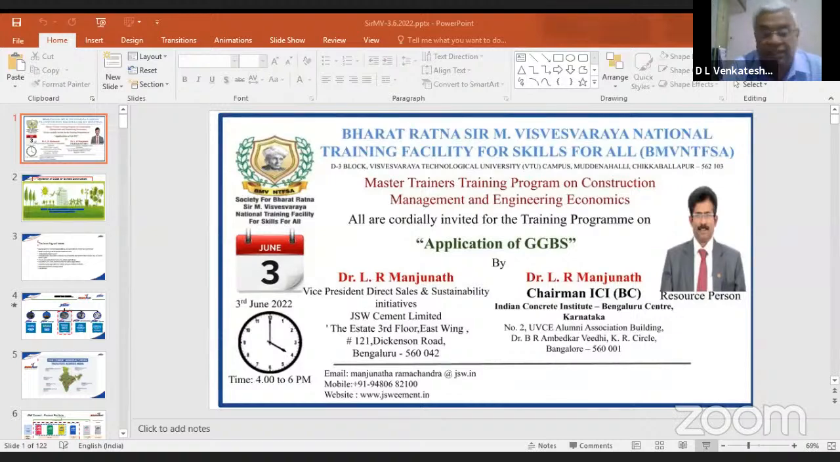As a part of this construction management and engineering economics, yesterday the speaker highlighted the advantages of concrete chemicals and admixtures. Today we have an industry expert with 30 years of experience, Dr. L.R. Manjunath, a leading industrial consultant on the applications of mineral admixtures. Yesterday we discussed chemical admixtures. Today you will see the applications and advantages of using mineral admixtures in making concrete and mortar for various construction activities. Nowadays sustainability is the buzzword everywhere: how to make sustainable concrete. To design a sustainable concrete, you must use sustainable materials. Today's speaker is going to highlight the various products available with respect to sustainability, and how to make the concrete sustainable as designed for lifespan.